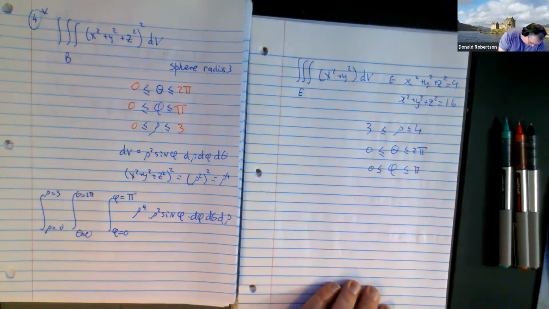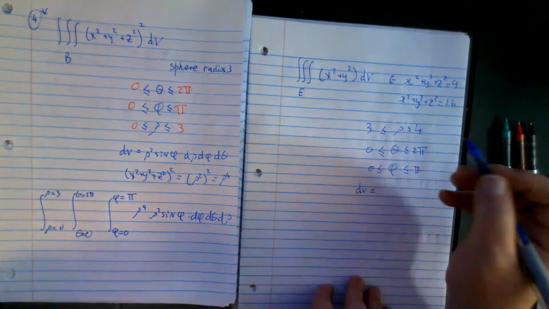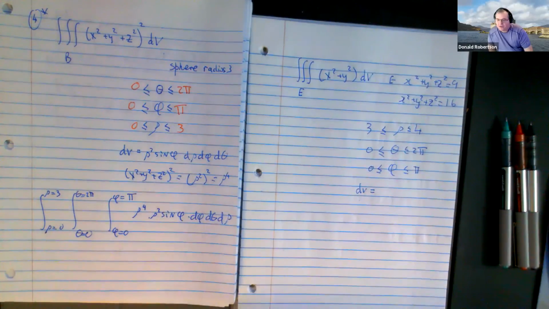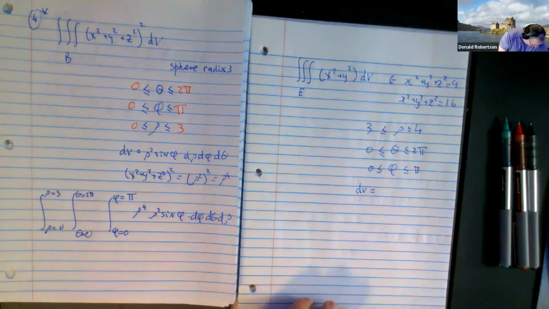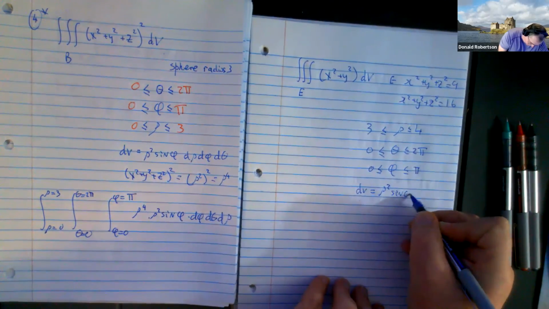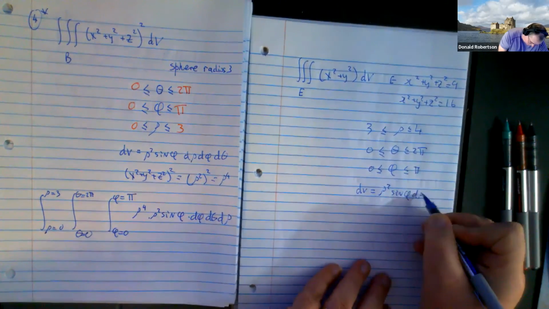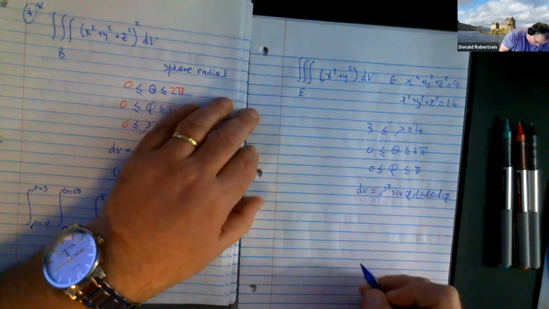And for rho, I said 0 to 4. Is it 0 to 4? Because of that guy. Yeah, so it's outside this one and inside that one, right? So it's 3 to 4. And dV then will be rho squared sine phi, in any order you like. And then you can do your guy.